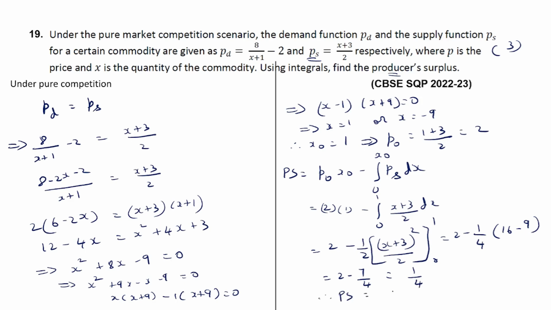Therefore producer surplus equal to 1 by 4 units. So in this question, finding x naught carries up to this step. It carries 1.5 marks. Then writing the formula for producer surplus, the remaining steps, finding P naught, all these carries 1.5 marks. So a total of 3 marks for this question.